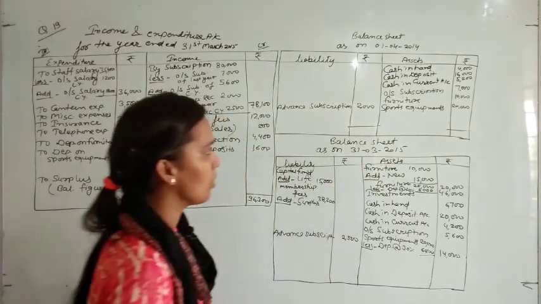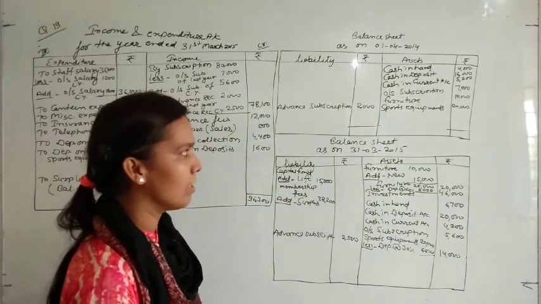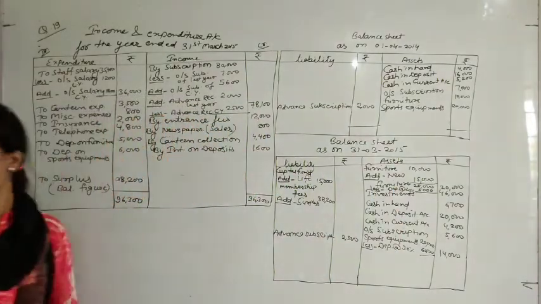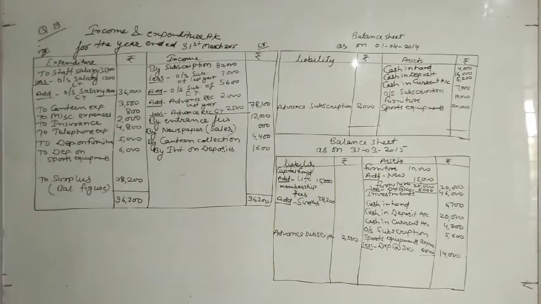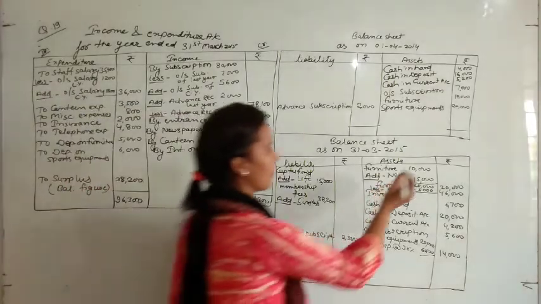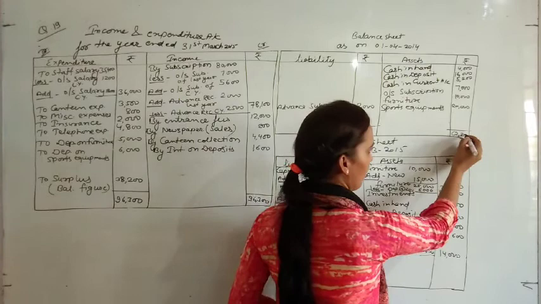So as you are able to see, asset side will exceed your liability side. So the total of asset side will be here 62,200.